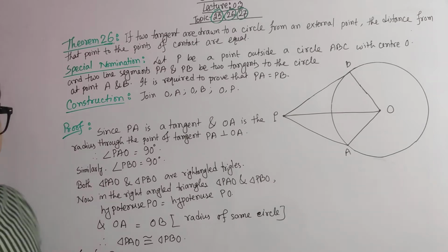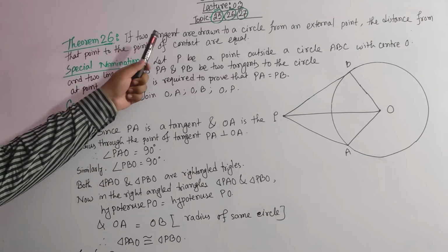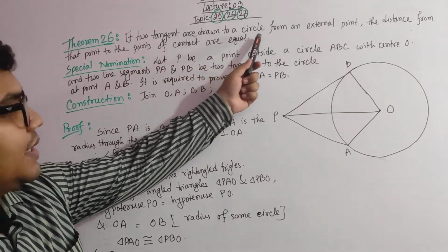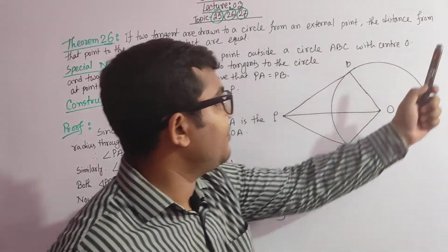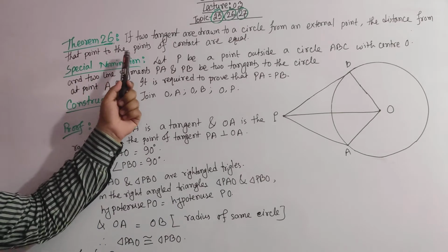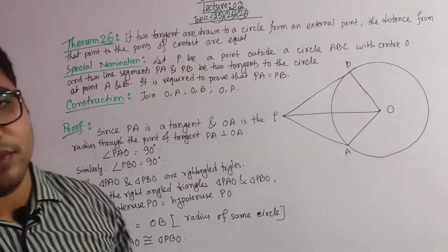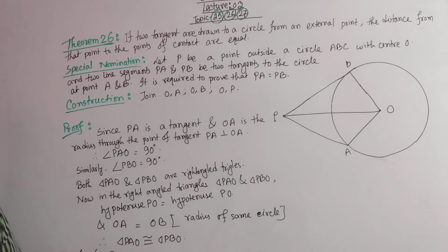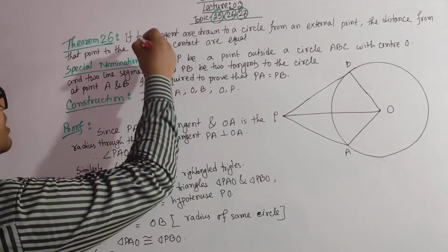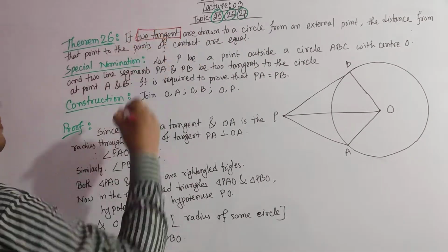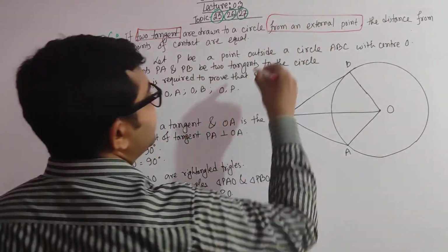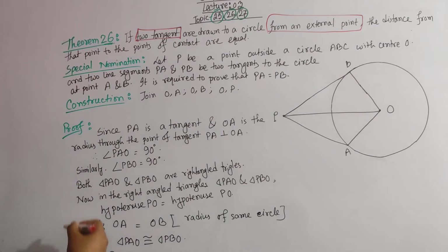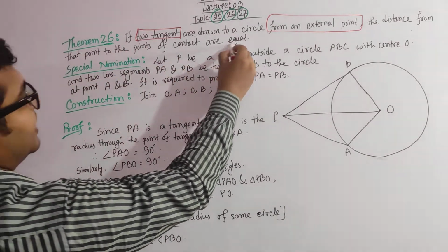So this is theorem number 26, and theorem number 26 says if two tangents are drawn to a circle from an external point, the distances from the point to the points of contact are equal. Here the important part is that we have to draw two tangents from an external point.